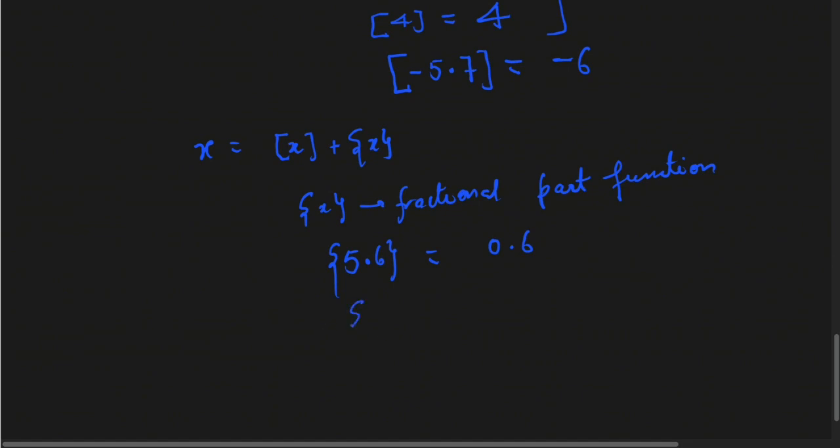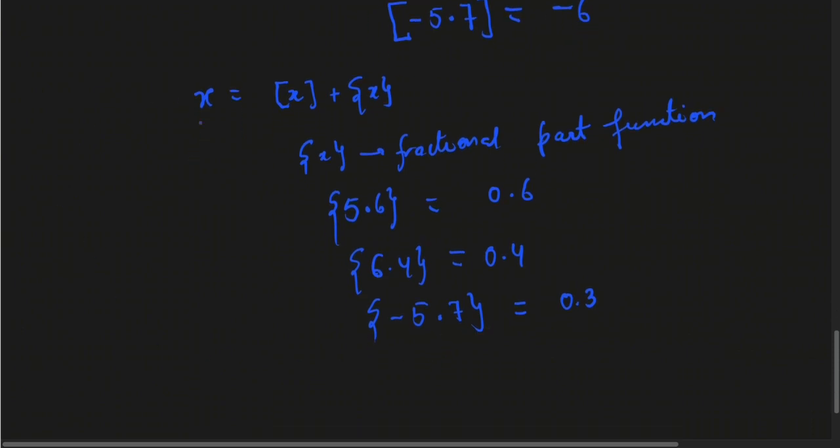Similarly, what will be the fractional part of 6.4? It will be 0.4. Similarly, what will be the fractional part of minus 5.7? Here you should be careful, because the integral part of this number is negative 6. So the fractional part must be 0.3. How did you come to know this?